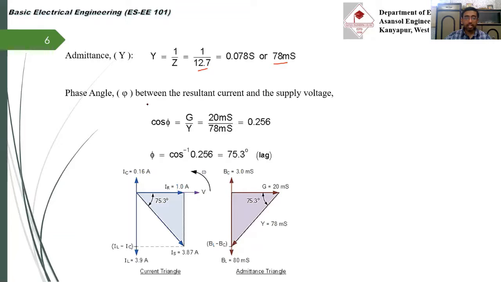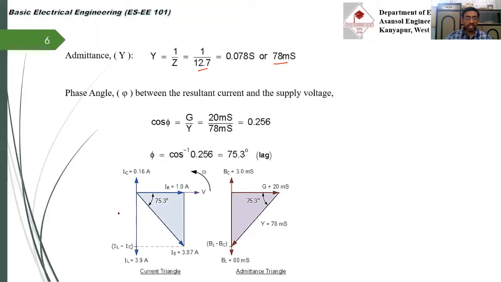So, what is the phase angle? First, draw the admittance triangle. This is your G, correct? This is your BL minus BC, and you will find out the Y value by Pythagoras theorem.